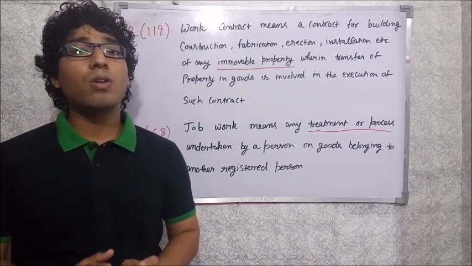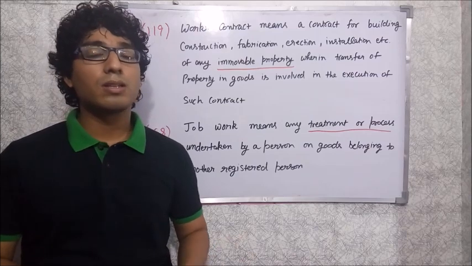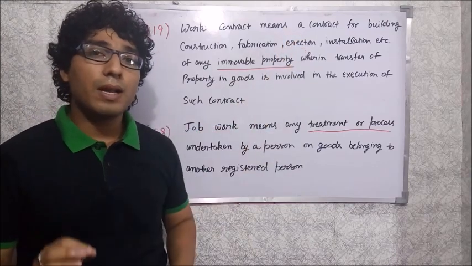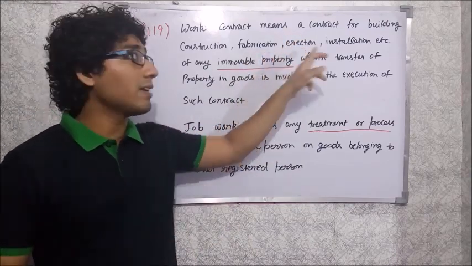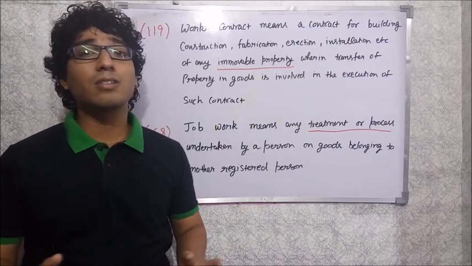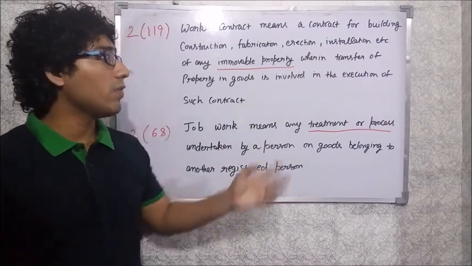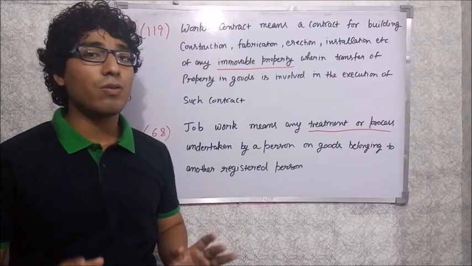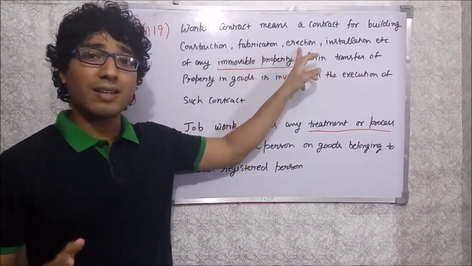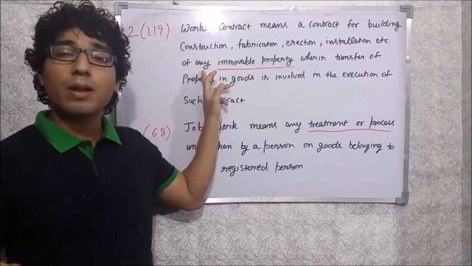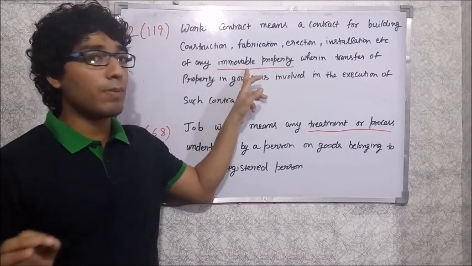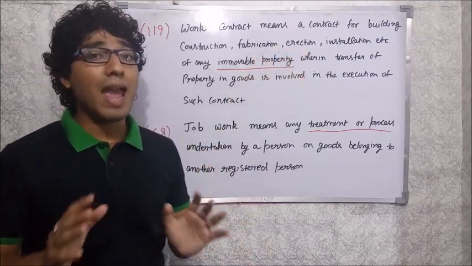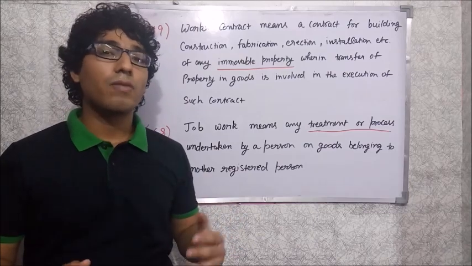Now the definition of works contract is given under section 2, subsection 119, and it says that a works contract means a contract for building, construction, fabrication, erection, installation, repairing, renovation, etc. There are a lot of things. So a works contract means a contract for construction, renovation, fabrication, erection, installation, etc. of any immovable property. Underline the words immovable property. So whatever the renovation, construction, erection, installation on any immovable property, that will be called a works contract.